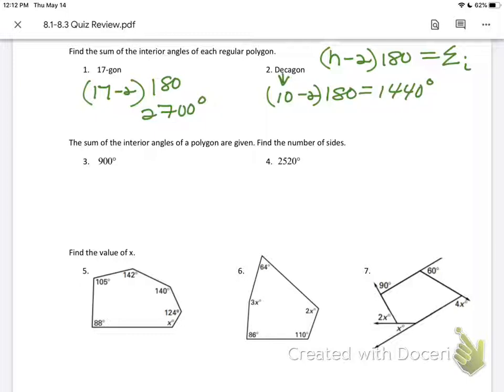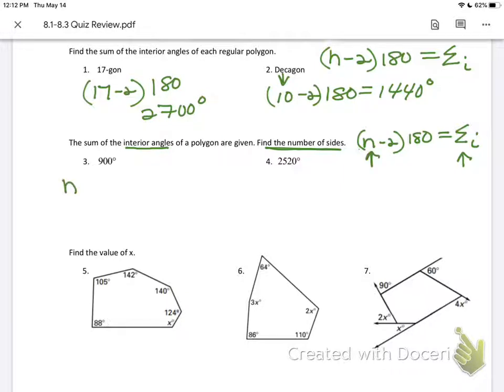Okay, next problems. The sum of the interior angles of a polygon are given. Find the number of sides. You're going to be using the exact same formula. Let me just do that over. So we have n minus 2 times 180 gives me the sum of the interiors. I know the sum in this situation. I need to find the n.